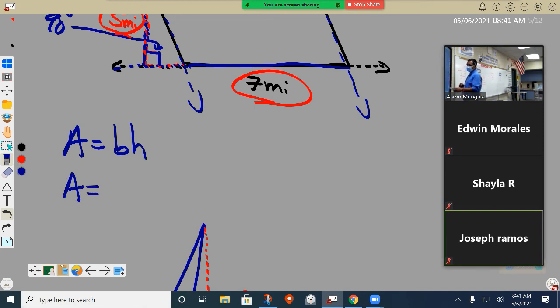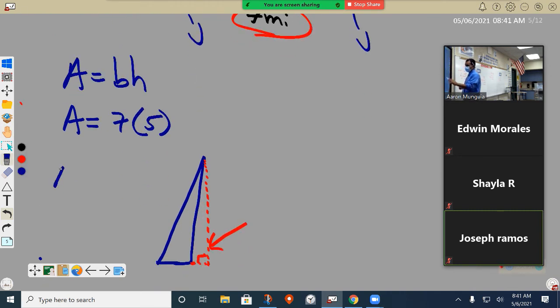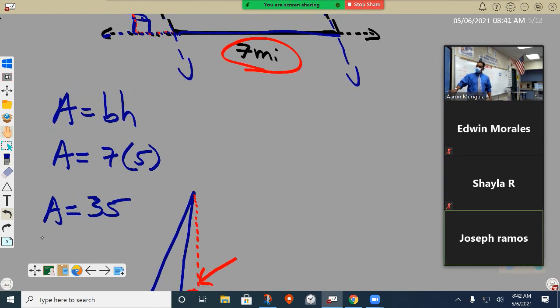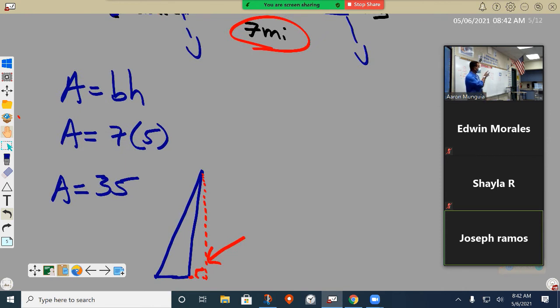So the area then is going to be 7 times 5. Wow. Is that it, Mungia? Yep. The area then is going to be 35 what? 35 chickens, 35 horses. What are we counting here? Anybody? Square miles? Square miles, right? Yeah. And Ramos, what is a square mile? If someone asks you what's a square mile, what would you say?